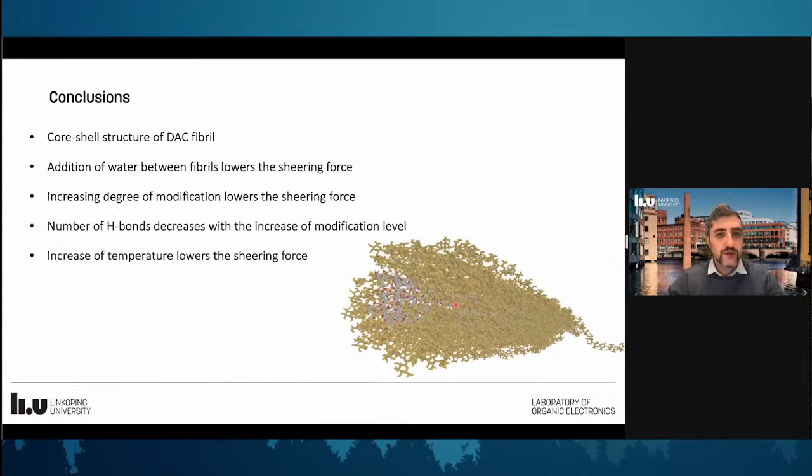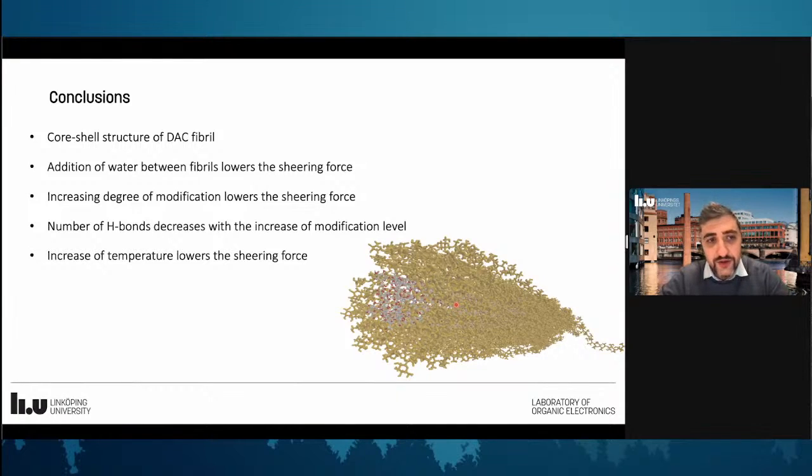With that, I think I pretty much covered all the main aspects. To conclude, we have simulated the core-shell structure of dialcohol cellulose fibers, or in this case, nanocrystals. And the addition of water between the fibers, the water content, is very crucial in this system, and it lowers quite a lot the shearing force needed.